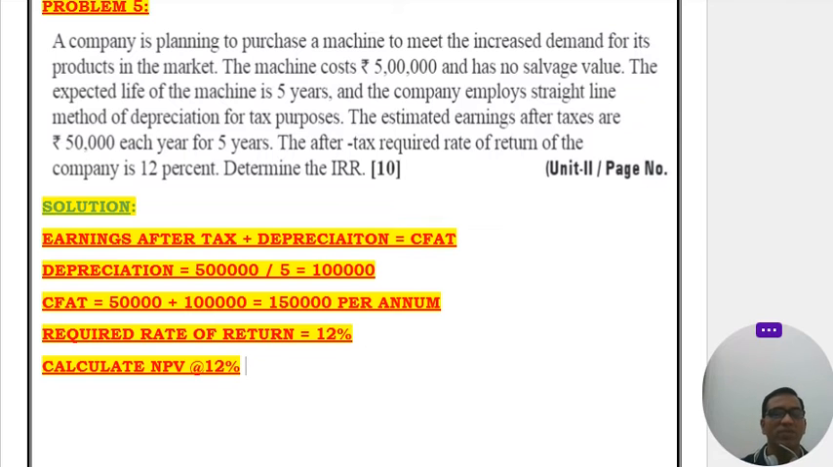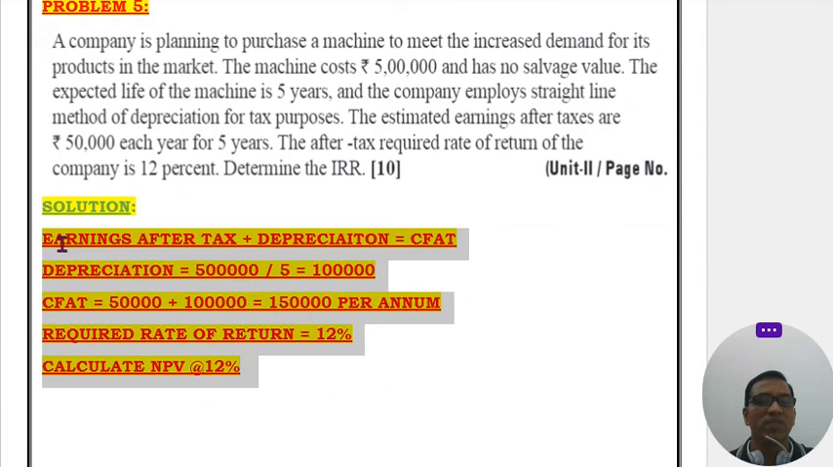Once you calculate NPV at the rate of 12%, you will calculate one more NPV at another discount factor. The discount factor may be above 12% or below 12%. Based on the first NPV, you will take a decision, maybe above 12 or below 12. After having two NPVs, substitute the values in the interpolation formula, and you will find out the IRR value.